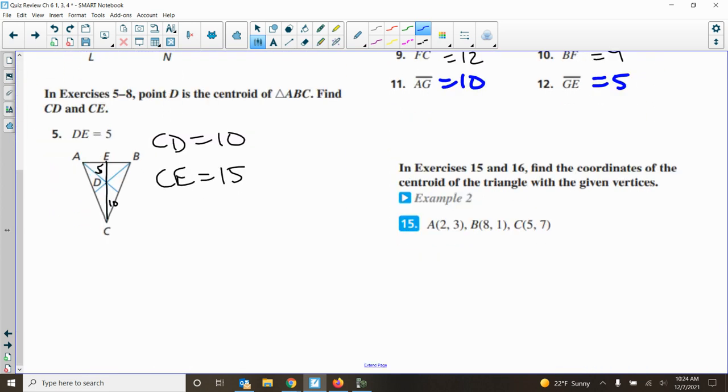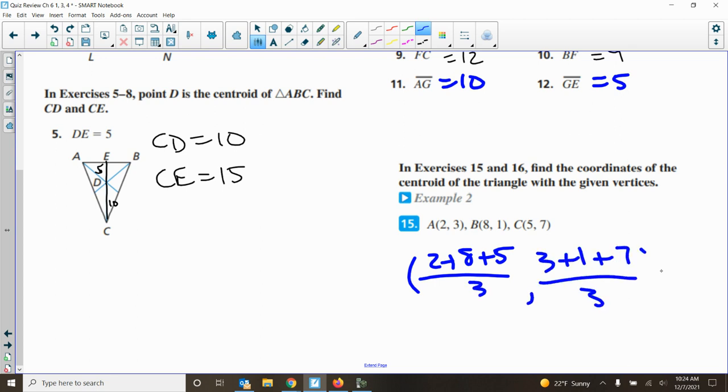And then finding the coordinates of the centroid of a triangle. Remember, there's a painful way and an easy way to do this. The easy way is to add up all the x's and divide by 3. Add up all the y's and divide by 3. 2 plus 8 is 10, plus 5 is 15, over 3 is 5. 3 plus 1 is 4, plus 7 is 11, divided by 3 is just 11 thirds, or you could say 3.66666 would work as well. So that is section 6.3. That's the centroid theorem, and then finding the coordinates of a centroid.